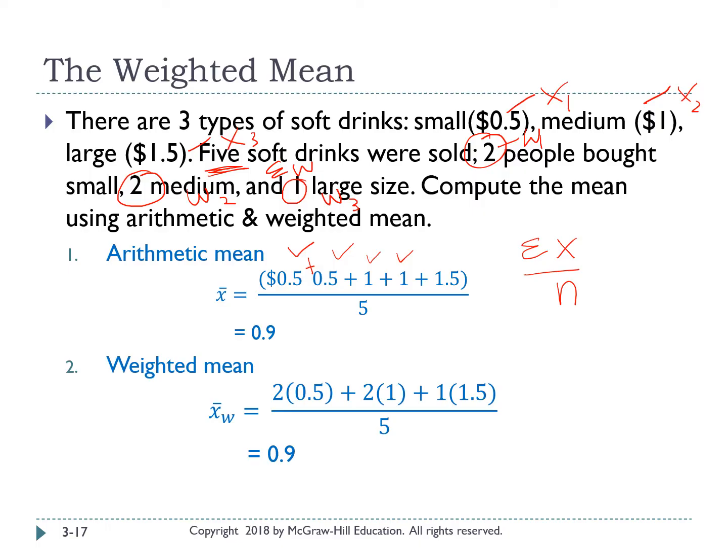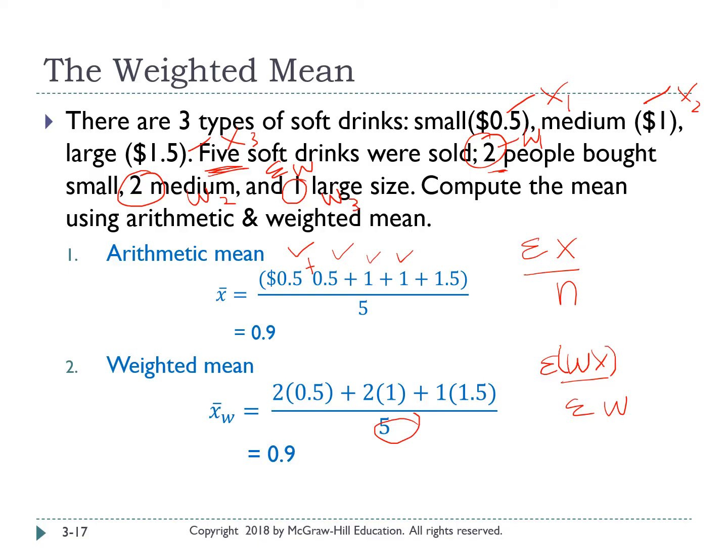So how do we compute it using the weighted mean? Remember, what is the formula of weighted mean? Summation of your weight multiplied with your observation, over the summation of your weights. The summation of your weights is the 5 soft drinks. So you take each weight and multiply it with its corresponding x, or observation. Where is the first weight? We have 2, right? So 2 multiplied with the x, 0.5.